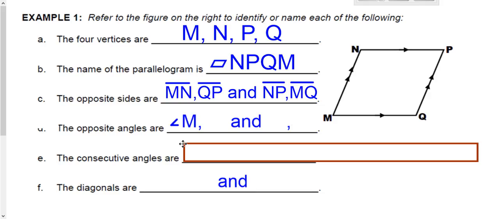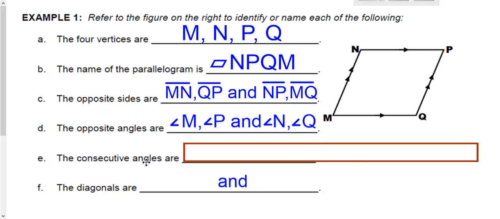Opposite angles. Which one is opposite angle M? Well, it's over here, angle P. So M and P are opposite of each other. And that's how you draw the diagonal too, to opposite corners, or opposite vertices. And the other pair of opposite angles are N and Q. There's something special about their measures. We'll learn that in a little bit.